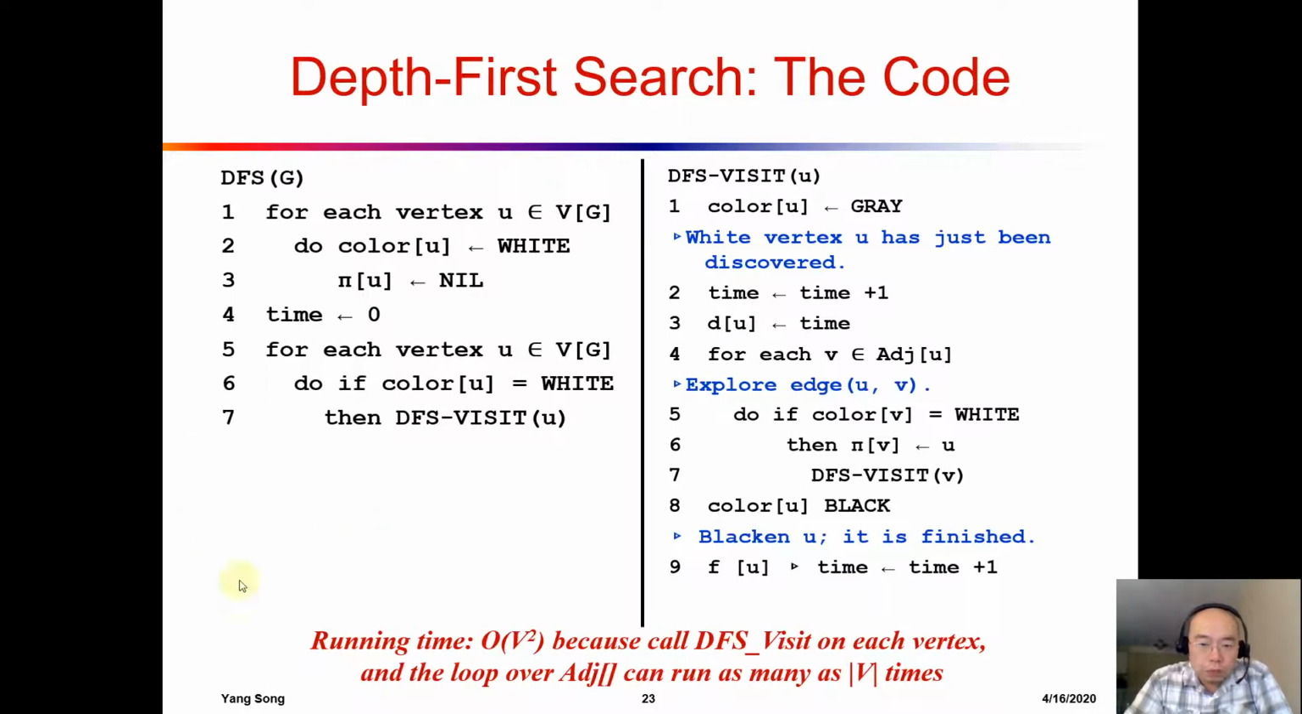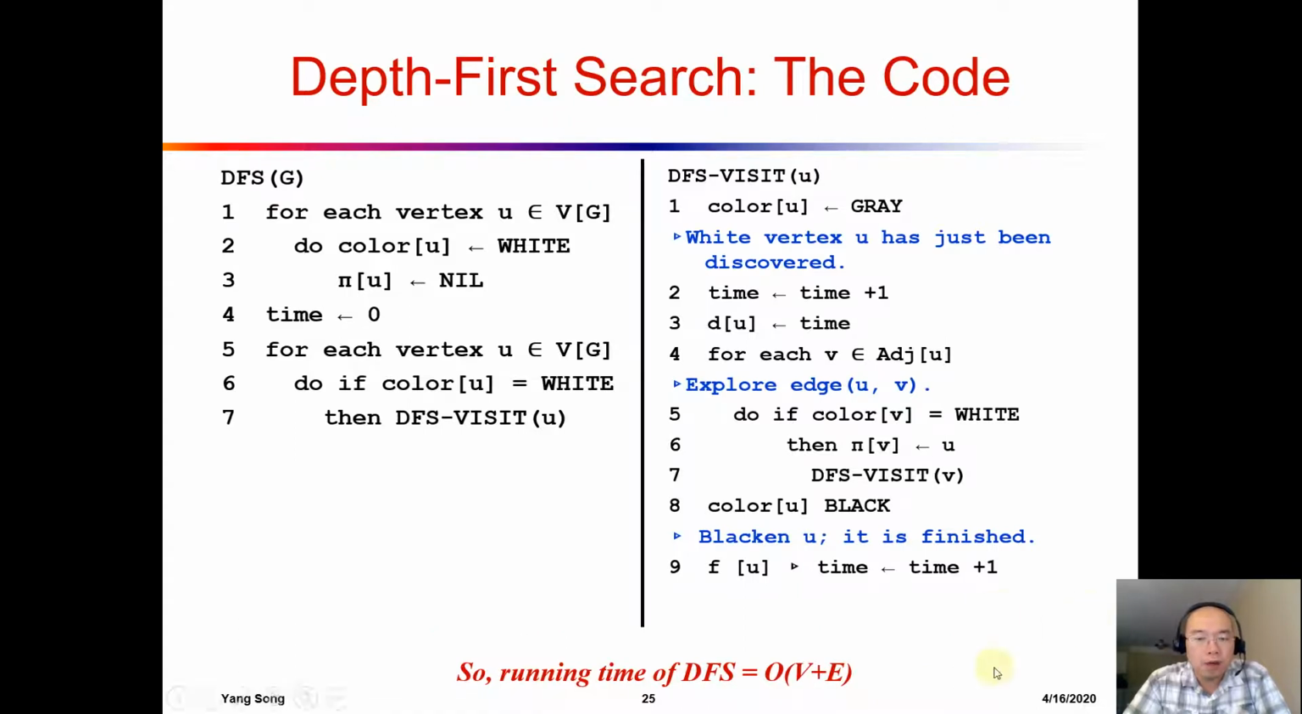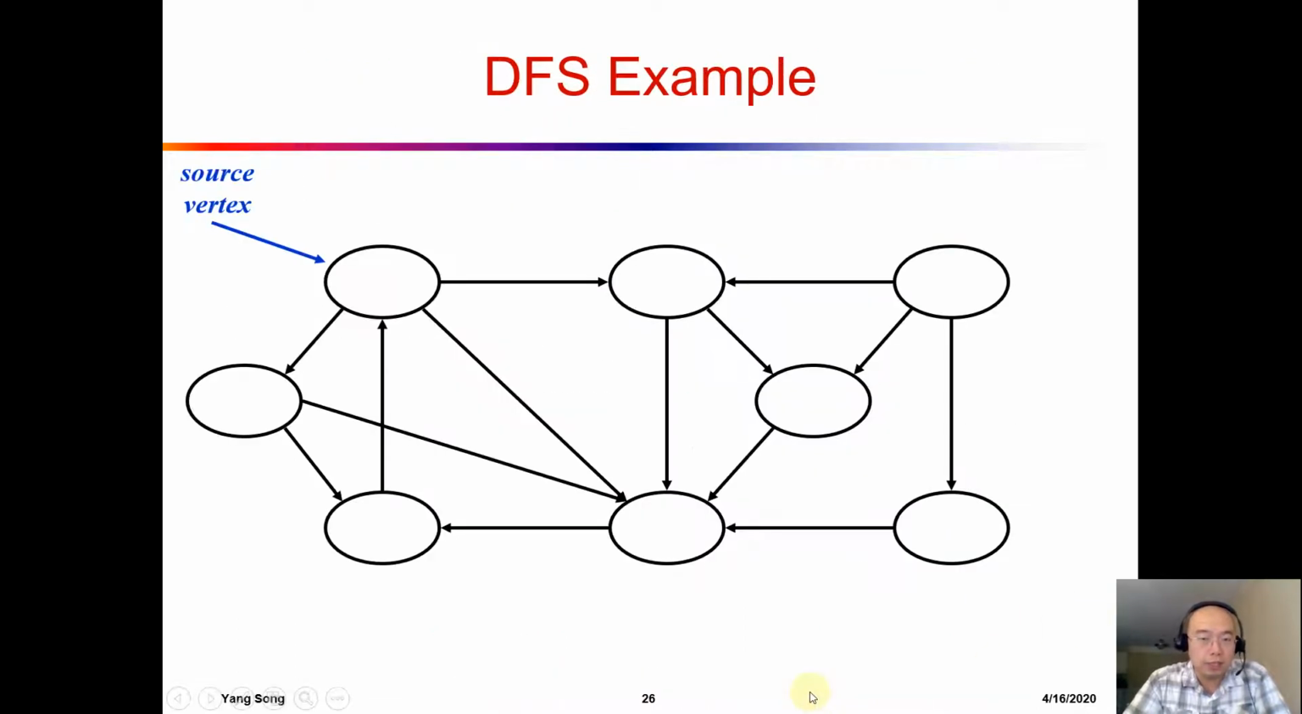So for this one, the upper bound is O(V²), and that is not wrong, but that is not the tightest possible one. The tightest possible one should be O(V+E). Okay, so that is a very dry analysis of the DFS algorithm, and let's take a look at an example.